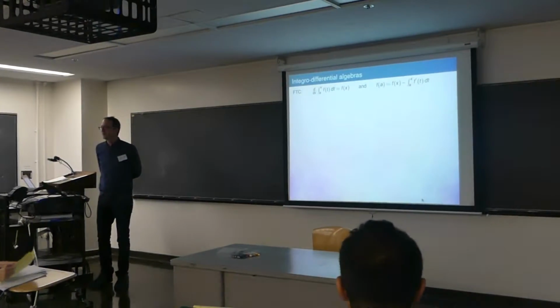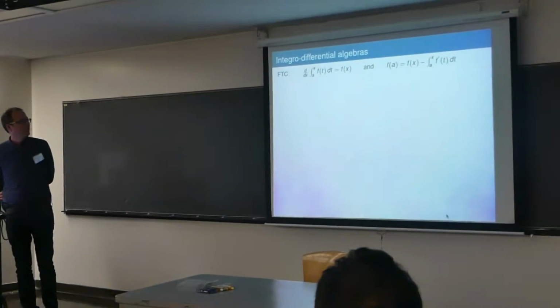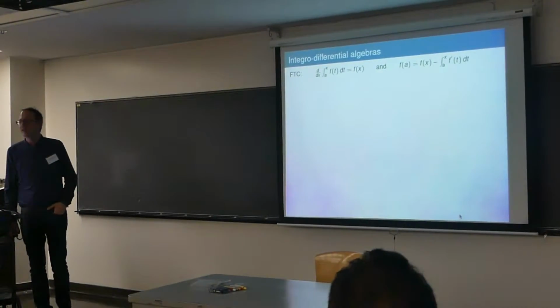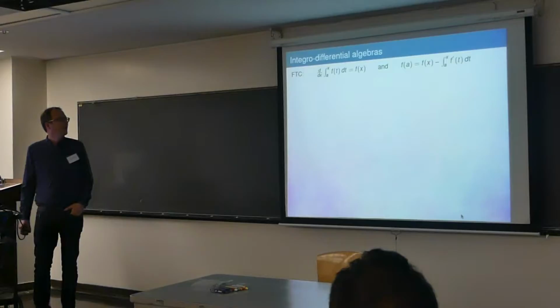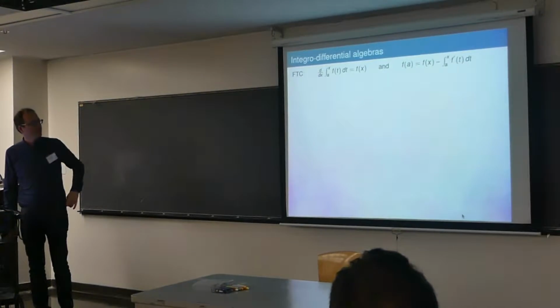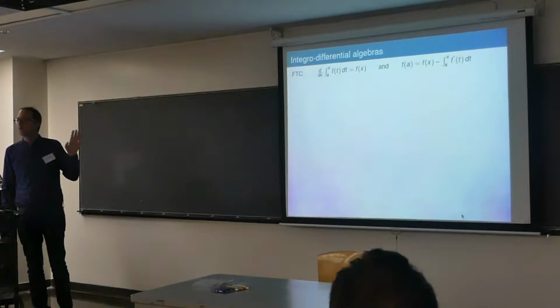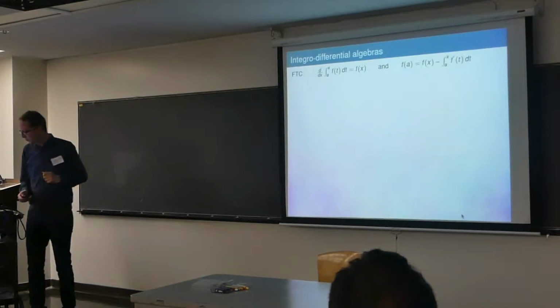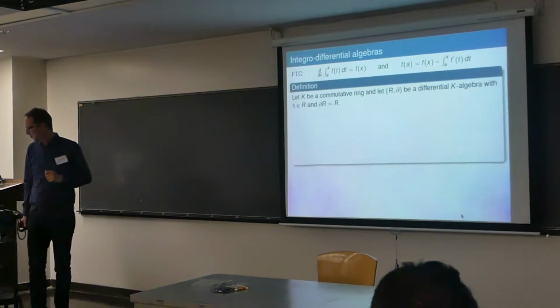Of course, we all know the fundamental theorem of calculus, or the two versions of the fundamental theorem. One version says that the integral is the right inverse of the derivation, and the other one tells us that if we rewrite it a little bit, we can formulate the evaluation at a given point in terms of the derivation and the integral. So let's put these things together in an abstract definition.